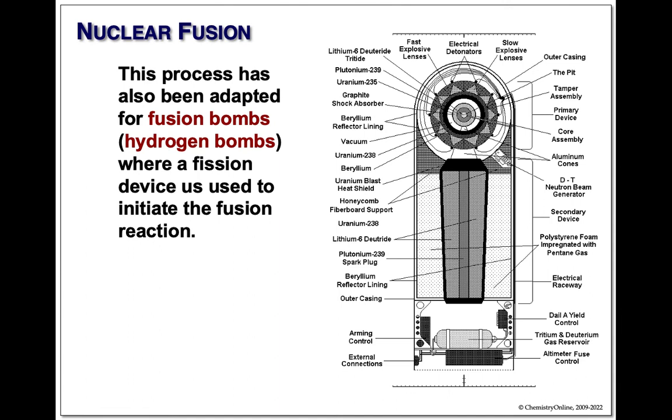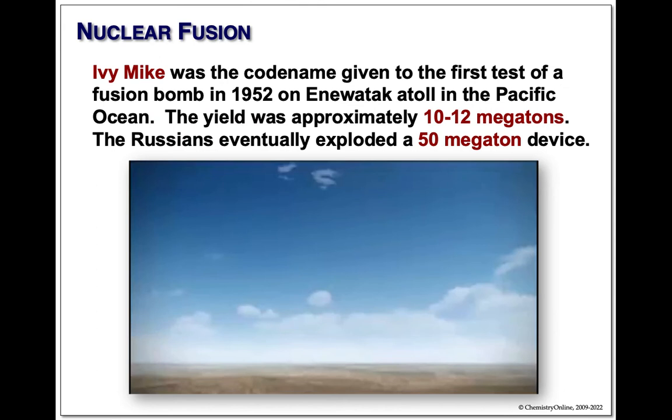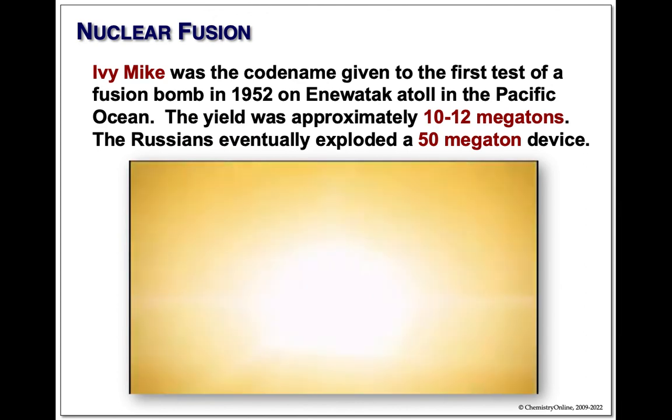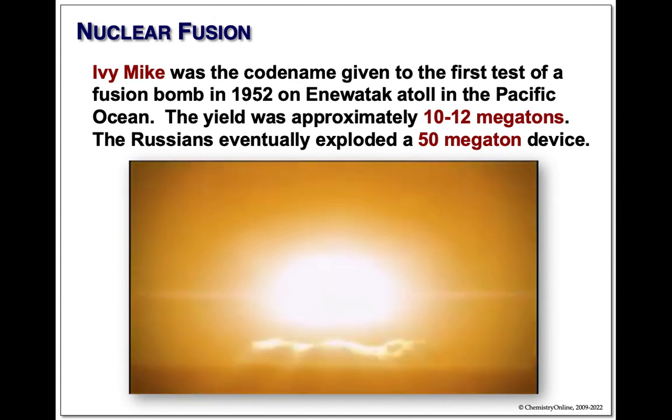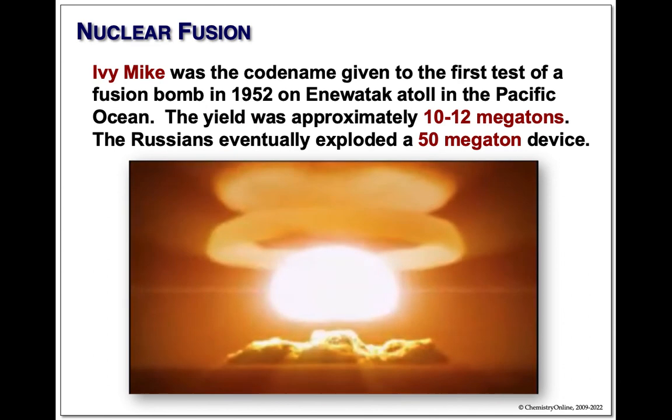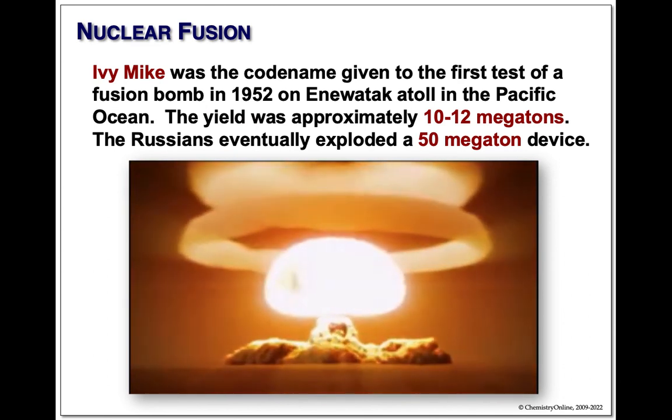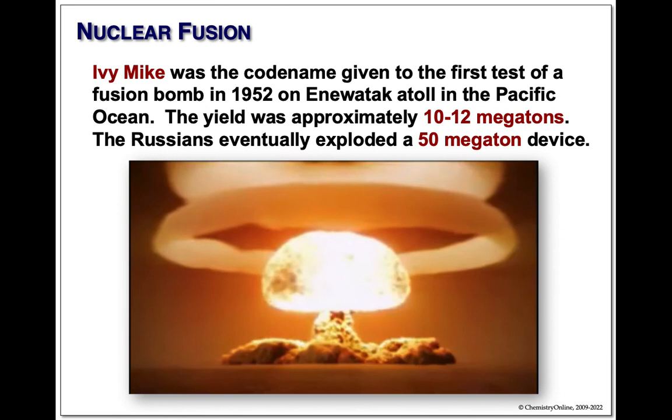The very first one, we destroyed a perfectly wonderful island in the Pacific. The yield was 10 to 12 million tons of TNT. These are really serious bombs. This is the Russian bomb, 50 megatons. It's a gorgeous explosion.